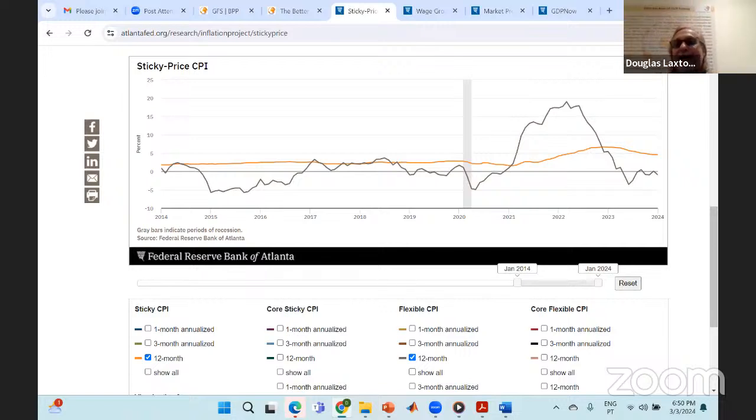So the very first thing I'll say is that the word sticky might not be the best terminology. So anybody that can think of a better word than sticky, let us know. We'll give them the appropriate reward. What we mean by this, and what the Atlanta Fed means by this, is prices that are typically set infrequently. Okay, and so that turns out to be quite insightful.